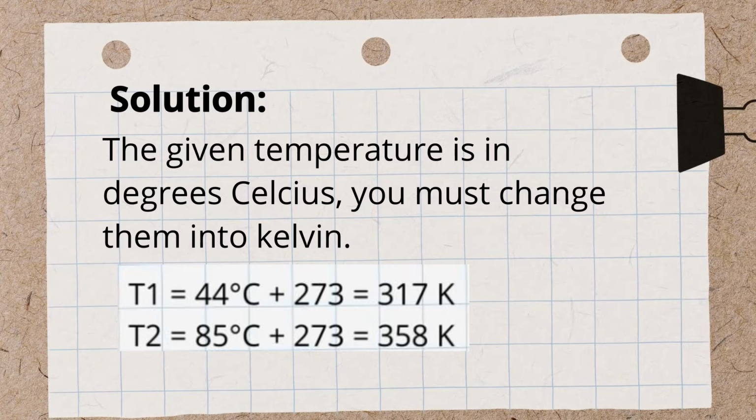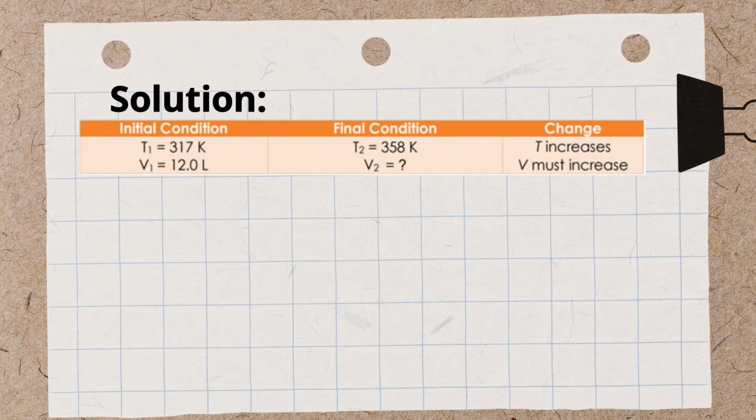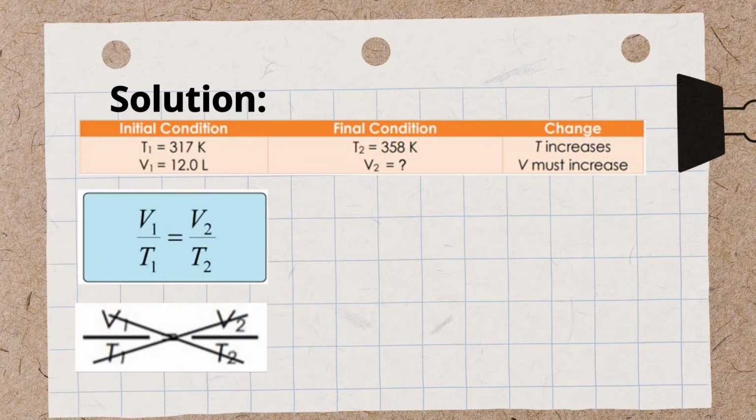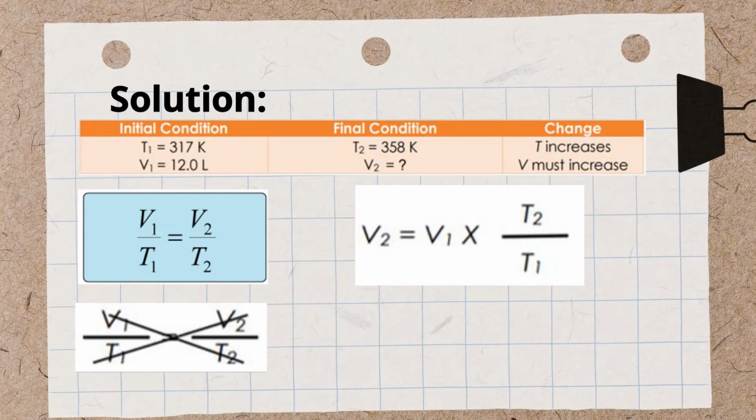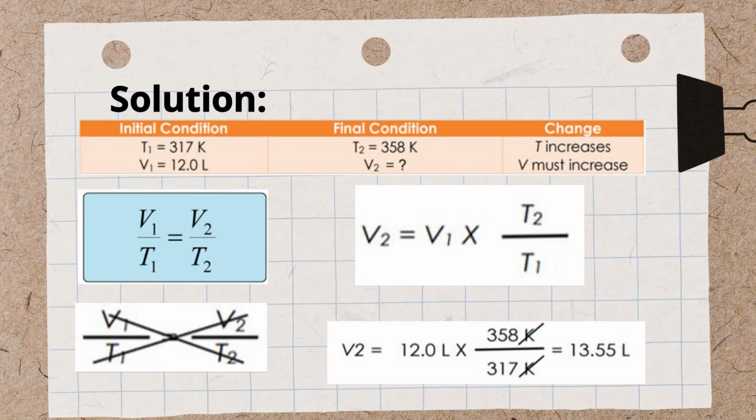So placing all the information in this table, you will see we're looking for the final volume. To solve for the final volume, we're going to derive the formula. The derived formula that we're going to use is V2 equals V1 times T2 over T1. So we're going to substitute all the given values. V2 equals 12.0 liters times 358 Kelvin divided by 317 Kelvin equals 13.55 liters or 13.6 liters.